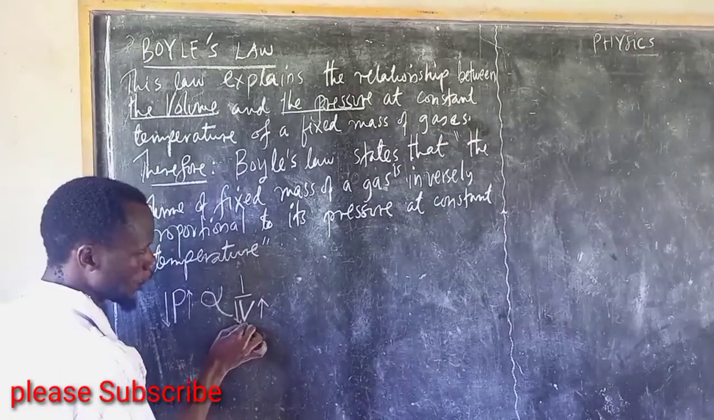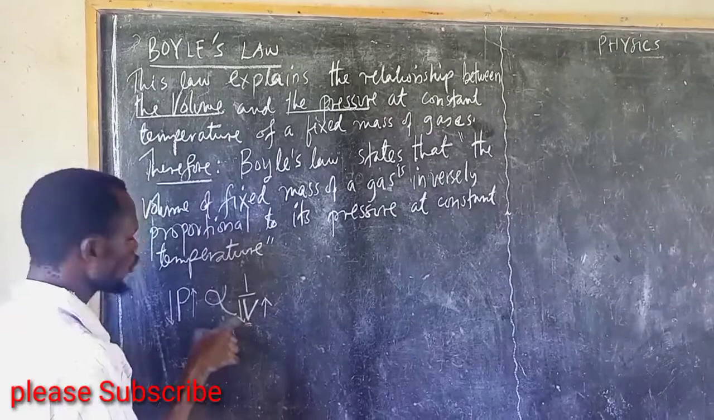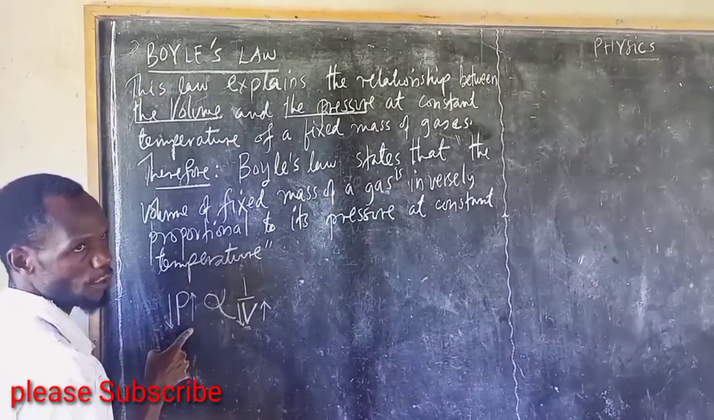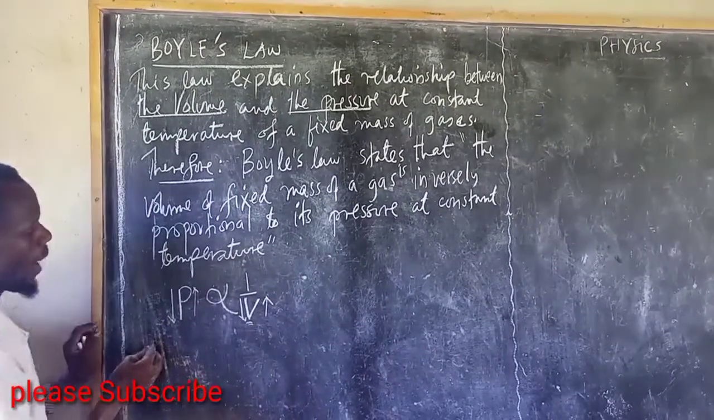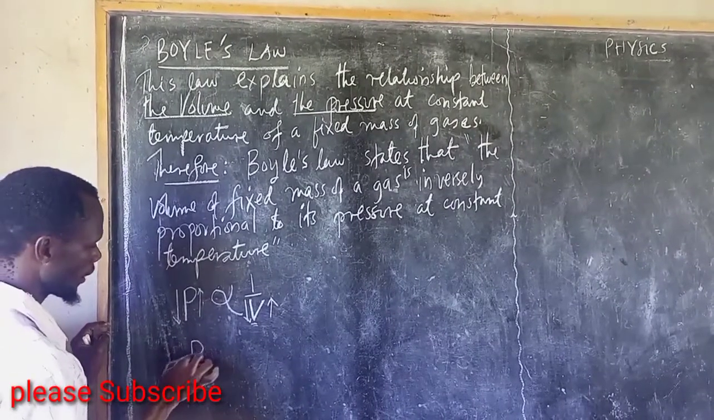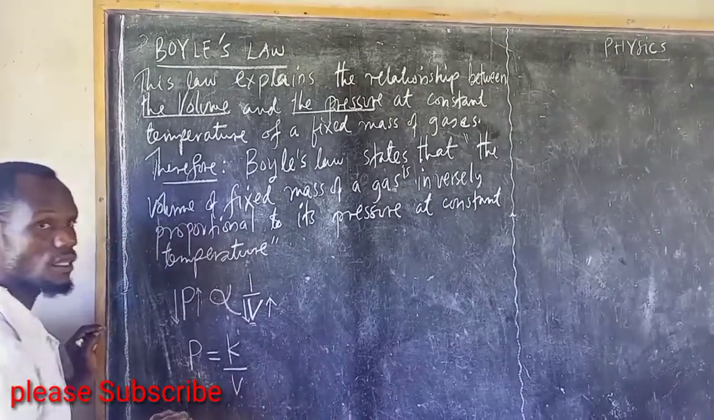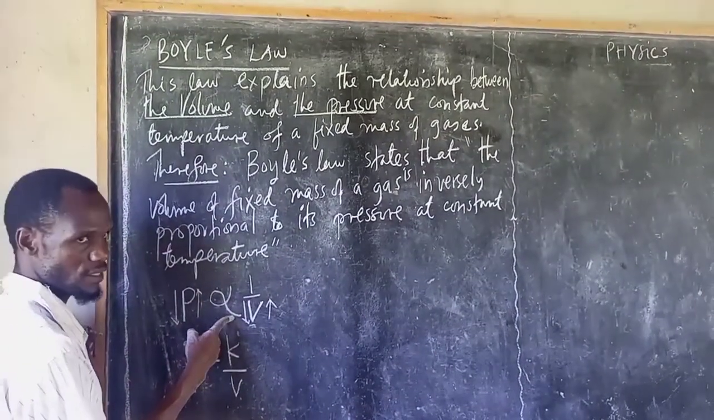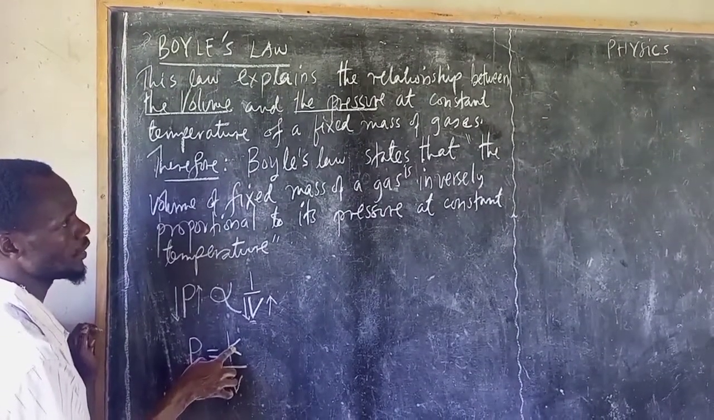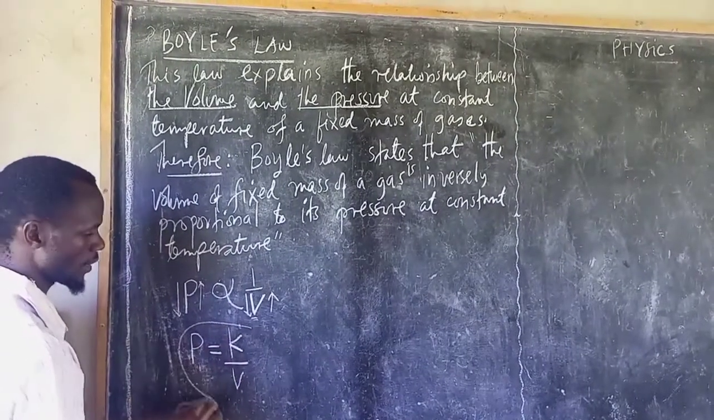Once you are increasing the volume, you are reducing the pressure. Once you are decreasing the volume, you are increasing the pressure. That is what we can now discuss. Therefore, mathematically, we learned about variation in mathematics. Pressure is equal to K over V, removing the proportionality constant, which is the K. And this constant is what we call temperature.